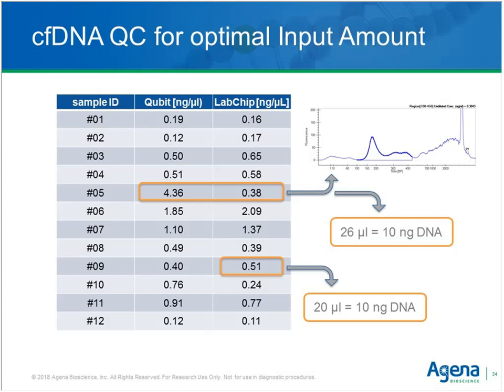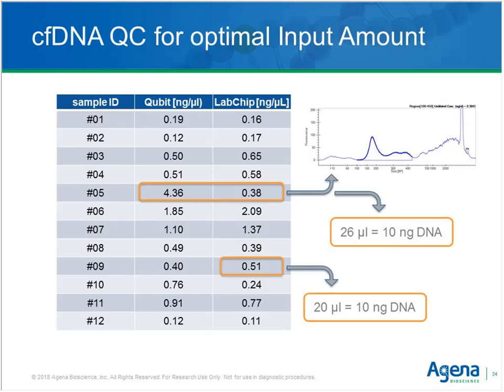The LabChip actually, and this is the very nice thing about it, also provides you with the sizing information. So what we could see is that this is a sample that is highly contaminated with genomic DNA, and that we would probably like to omit, to reject from our study, because it not only has a much lower amount of ctDNA, but it has this monstrous amount of genomic DNA.